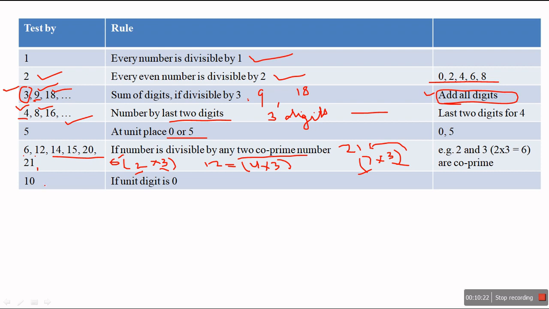Okay. And for 10, if at the unit place it is 0, the number will be divisible by 10. And for 11, we have seen the difference between the odd place digits and even place digits. If it is 0 or a multiple of 11, the number will be divisible by 11. So in this way, we can understand the divisibility rule of any number.